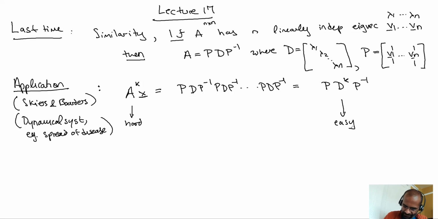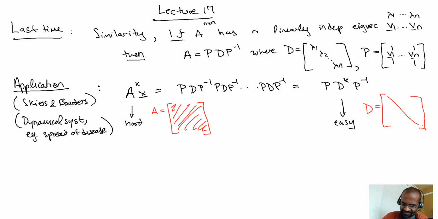And the reason the left problem is hard is that if you write down A, in general, it may have full entries like this, but if you write down D, it only has diagonal entries, and it's easy to understand how it behaves under taking powers. So this is what diagonalization achieves in the context of dynamical systems.